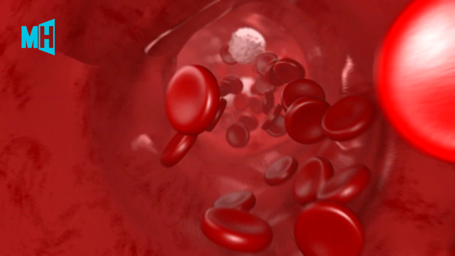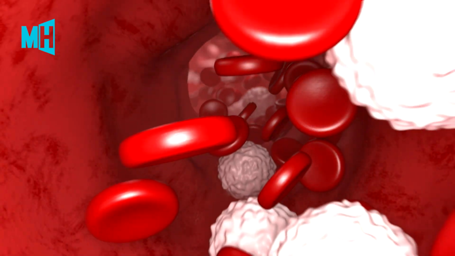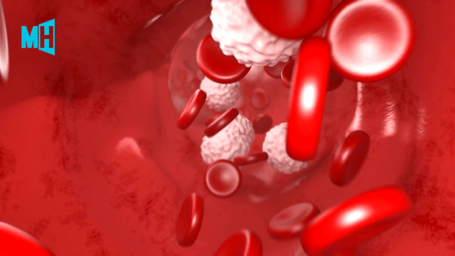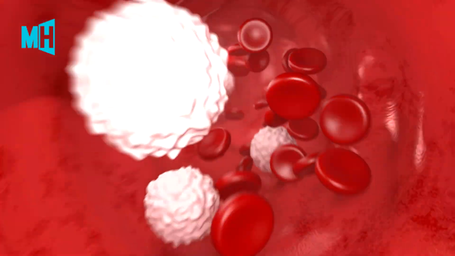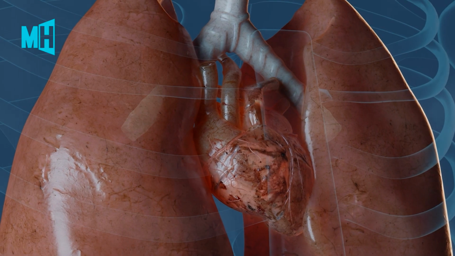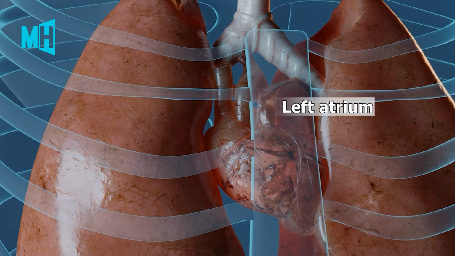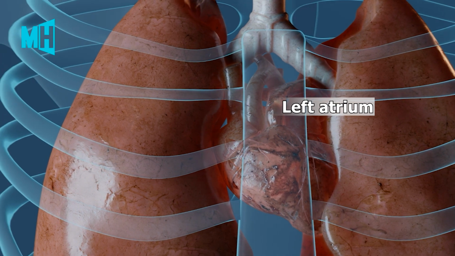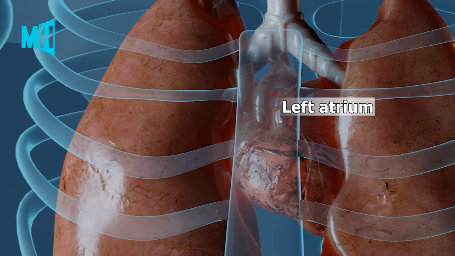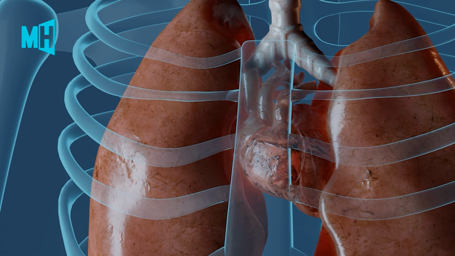The oxygen-rich blood then travels from your lungs to the heart, where blood is pumped to the rest of your body. More specifically, it flows from the lungs to the left atrium through the pulmonary veins. Your mitral valve opens to send blood from your left atrium to your left ventricle.